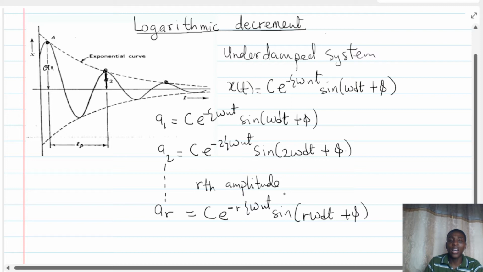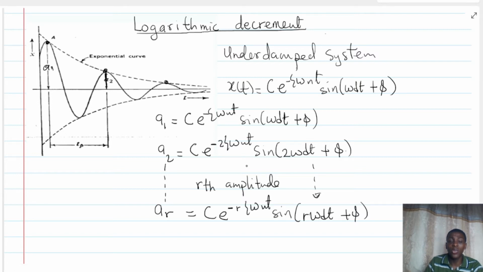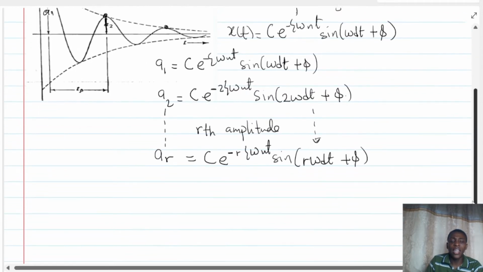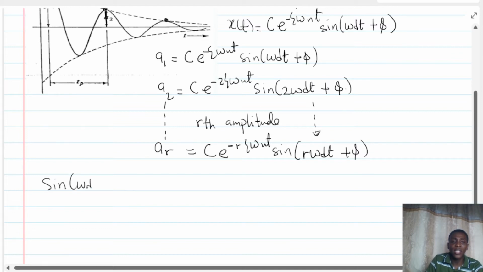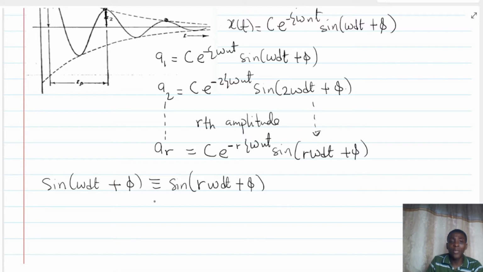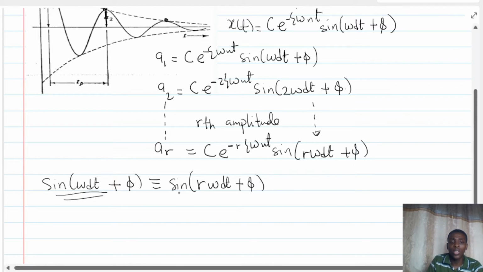What this means is that what will be changing is only the amplitude, but the function remains the same. The amplitude only changes. And if that is the case, then sin(ωd t + φ) is equivalent to sin(rωd t + φ). Why are we saying this? Because the sinusoidal function remains the same throughout. It's only the amplitude which changes. This is the assumption that we are making.